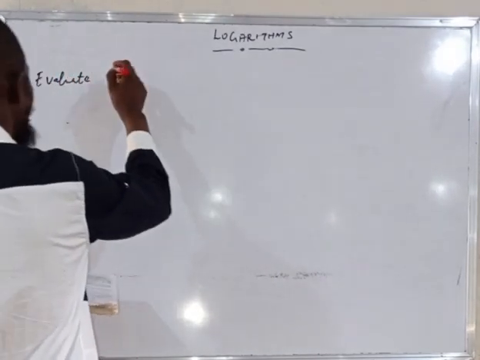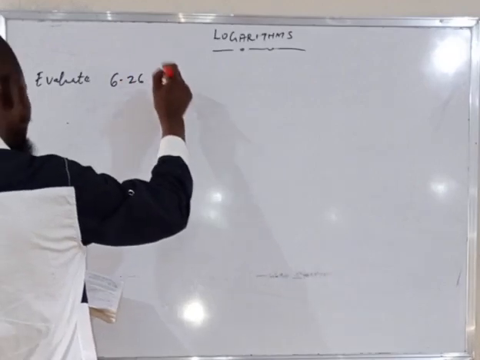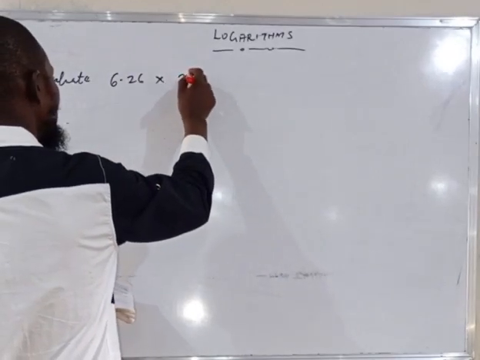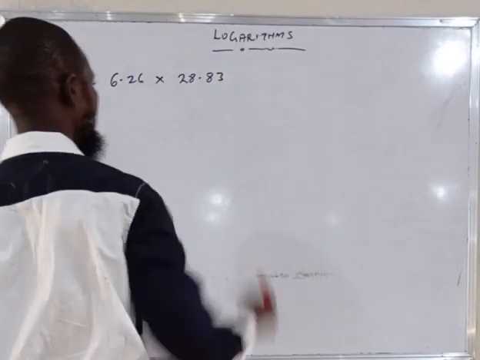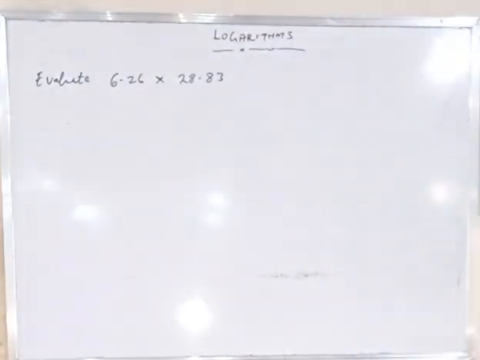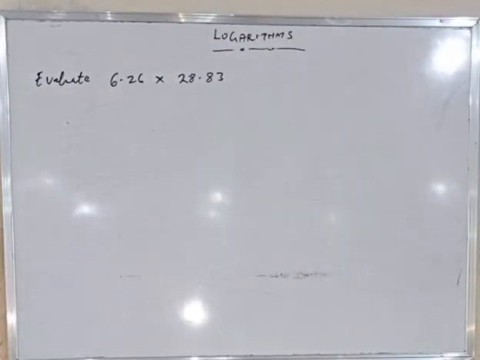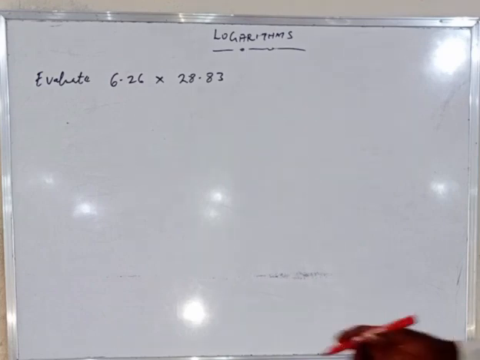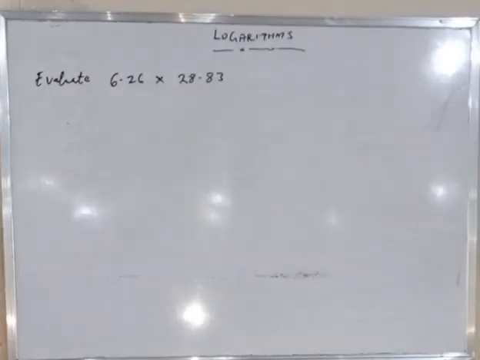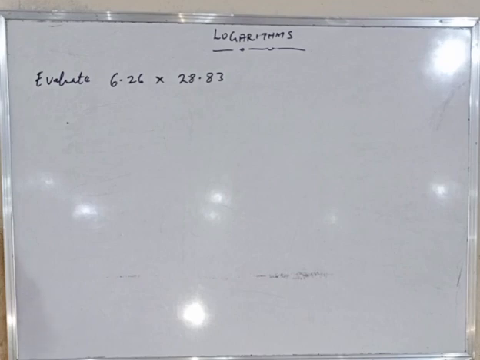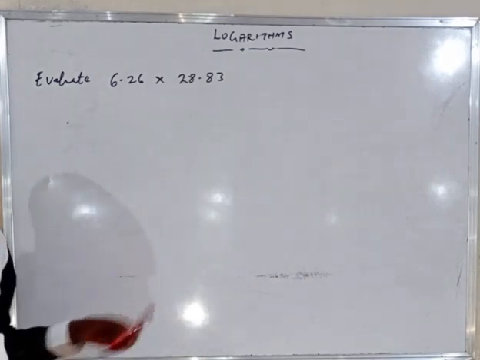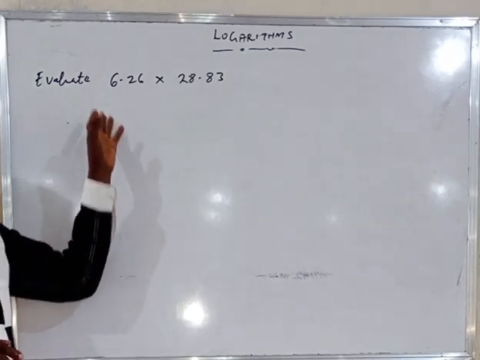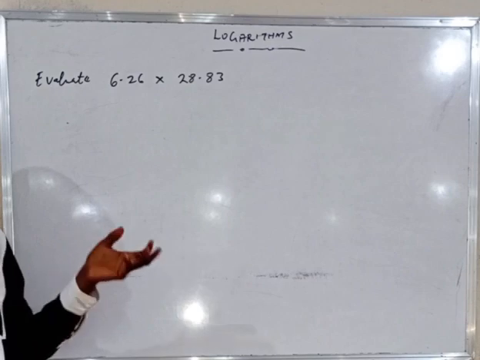We have to evaluate 6.26 multiplied by 28.83. Can you see this? All right. Now, what the calculator does is what our four-figure table does. Is it clear? Some people call it a slide rule. Normally, you can just punch this into your calculator and give the answer, but I want you to do it showing your working using logarithm.